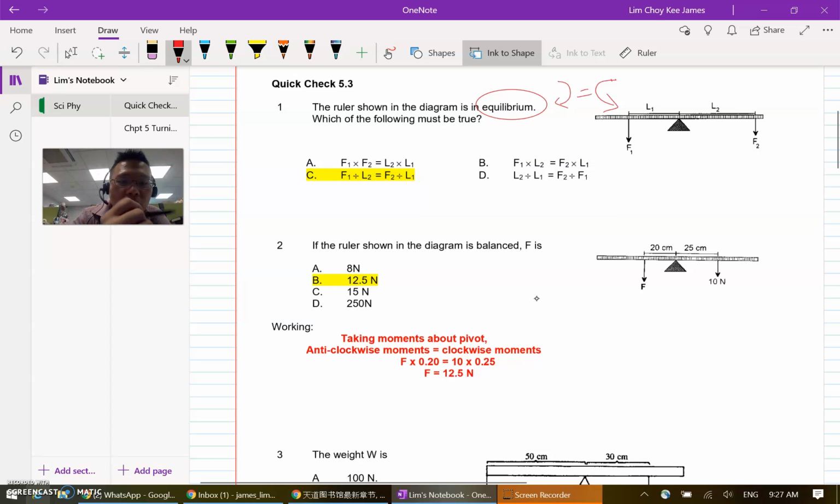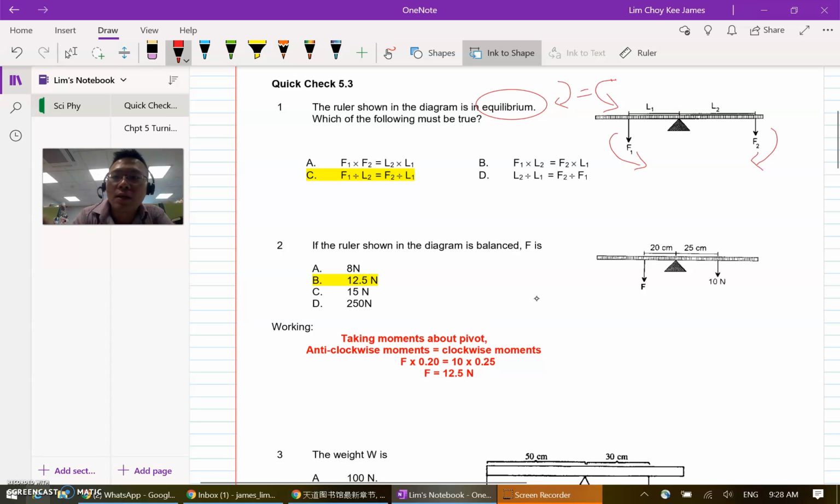So first, identify the moments in the question. F2 is on the right side, pulling downwards. It will create a clockwise moment. F1 will create an anti-clockwise moment. So for this equilibrium question, what causes the ruler to be in equilibrium is basically these two moments: the clockwise equals the anti-clockwise.